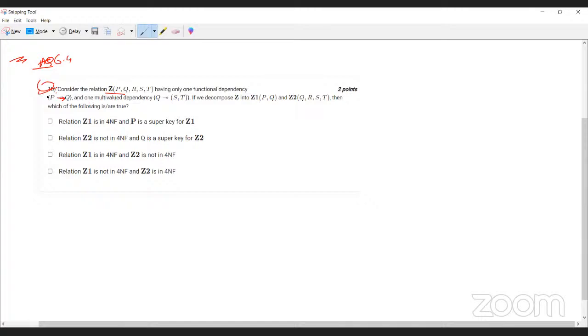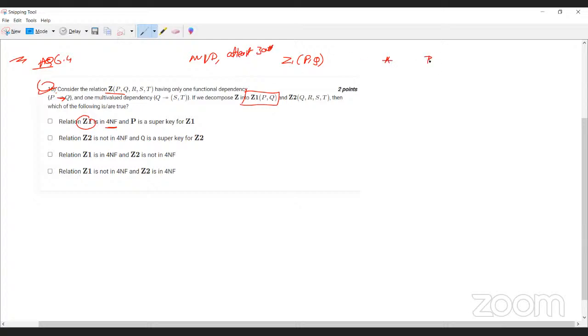This is a functional dependency. The arrow is showing double-headed, but consider a functional dependency. We determine Q. So first we have to check whether Z1 is in 4NF or not, right? Z1 has only two attributes, that is P and Q. By definition of multi-valued dependency, there must be at least three attributes, right?